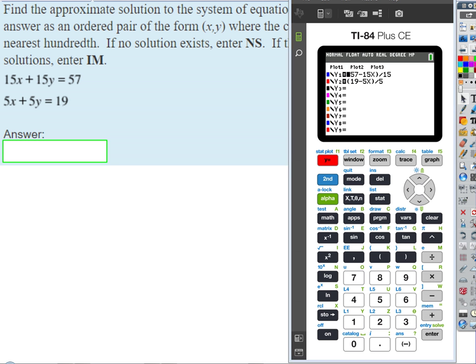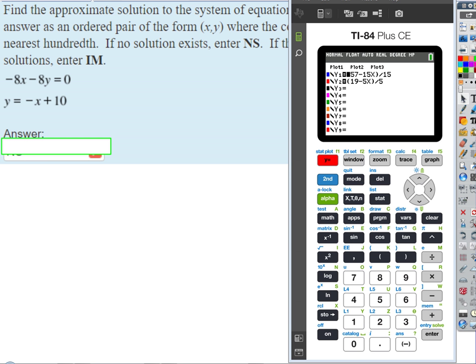Okay, how about that one? And you guys can probably already see what's happening here with these, but let's try this one. Oops. So the first one, I'm just going to get the quantity 8x divided by negative 8. The second one, it's already solved for y, so just negative x plus 10.